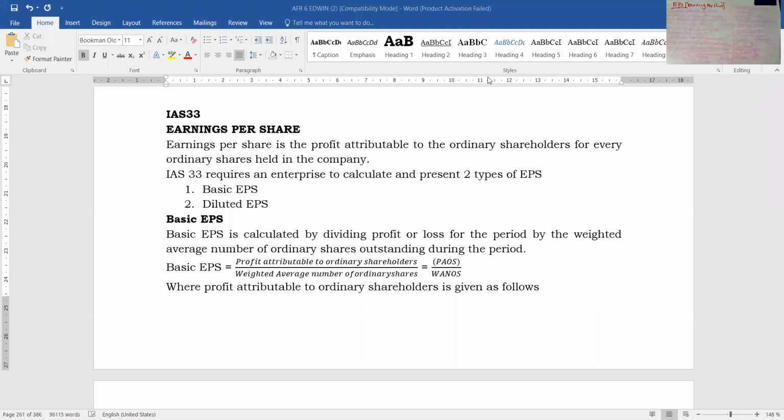So I think you are able to see my screen on the other side. Is that okay? Yes.